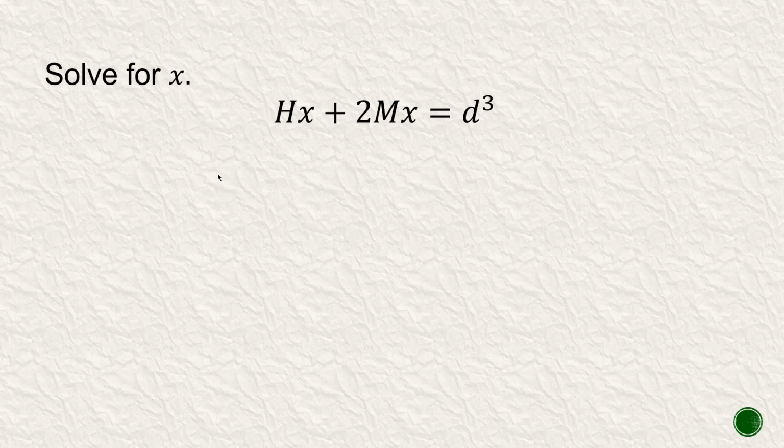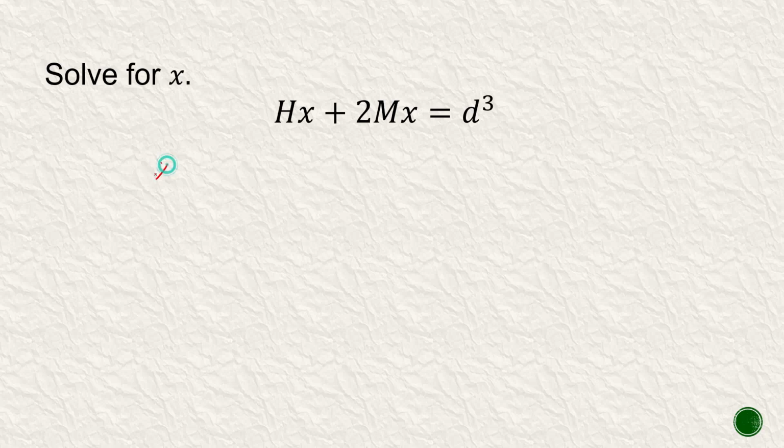Okay, so here I'm gonna do two methods. All right, so the first method that I'm gonna do is I will factor this out. Okay, so because we have two x's here, we have hx plus 2mx, and we're solving for x. So I will factor this out, and how are we going to do that?